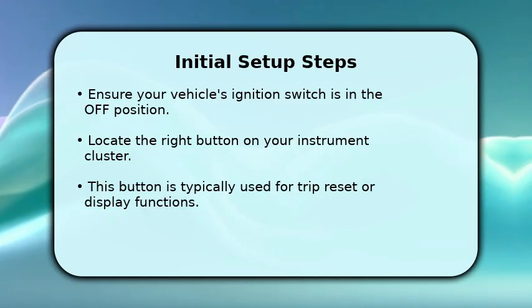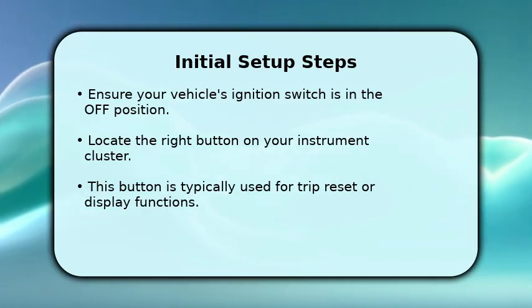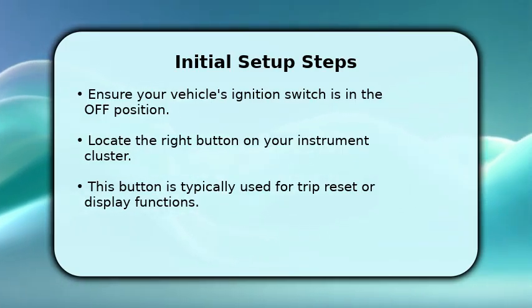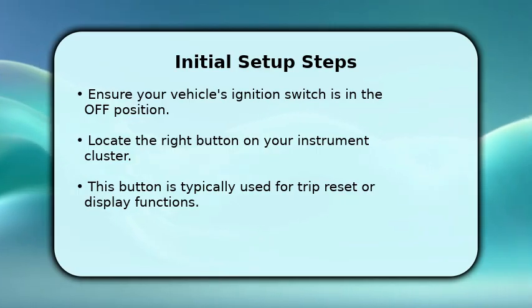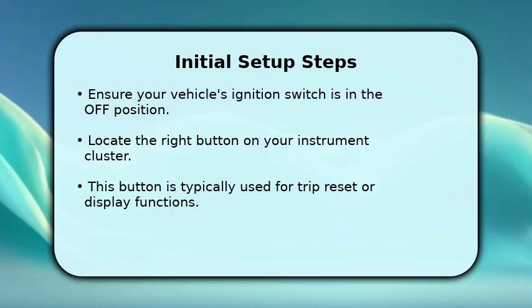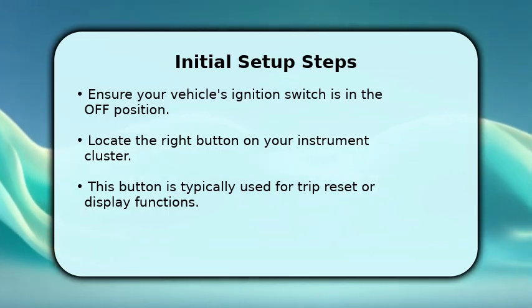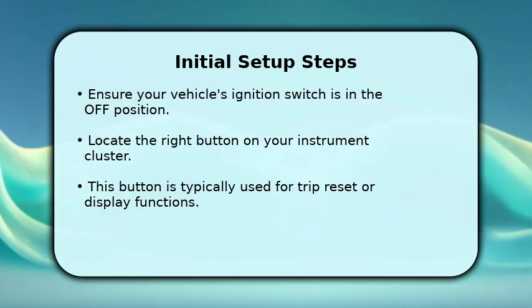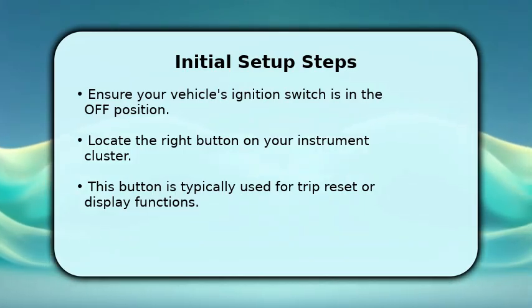First, ensure the ignition switch is completely in the OFF position. This is a crucial starting point for the procedure to work correctly. Next, identify the right-hand button on your instrument cluster, which is the panel directly behind your steering wheel. This specific button is often used for resetting your trip odometer or cycling through various display information on your dashboard.